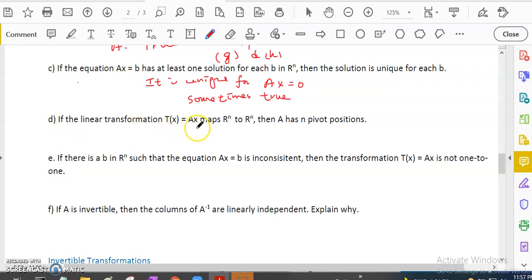Here, if the transformation T of x equals Ax maps Rn to Rn, so this is an n by n matrix, then A has n pivot positions. This may not be true because they just say that it maps it. It doesn't mean that it is 1-to-1 or anything, so it is sometimes true. We're going to continue in the next video.